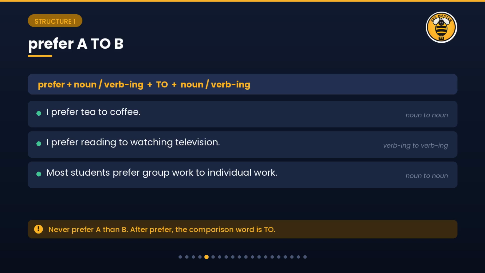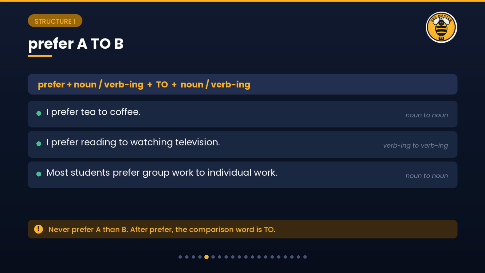Here is the pattern you must memorize. When you compare two things with prefer, the linking word is to. I prefer tea to coffee. I prefer reading to watching television. Notice the balance. Noun to noun, or ing form to ing form. Whatever is on the left of to, the same kind of word goes on the right.